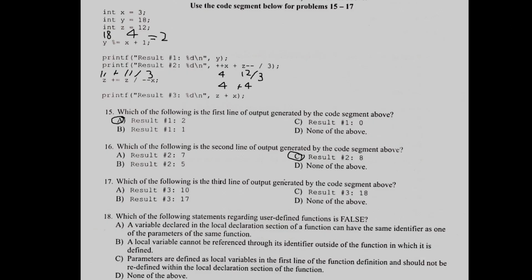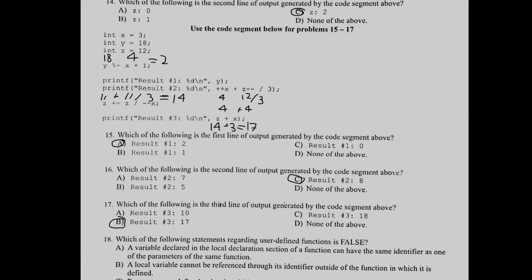And 11 divided by 3 is 3. It's an integer, so we don't have to worry about the decimals. And then 11 plus 3 is 14. And then finally, we have to add z plus x, and x is 3, so 14 plus 3 is going to be 17. And so the answer is B.